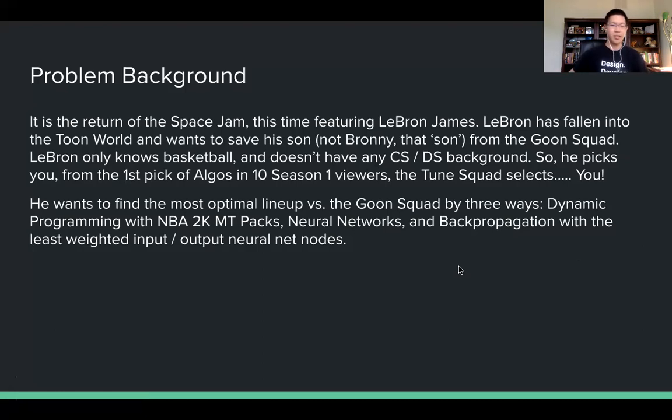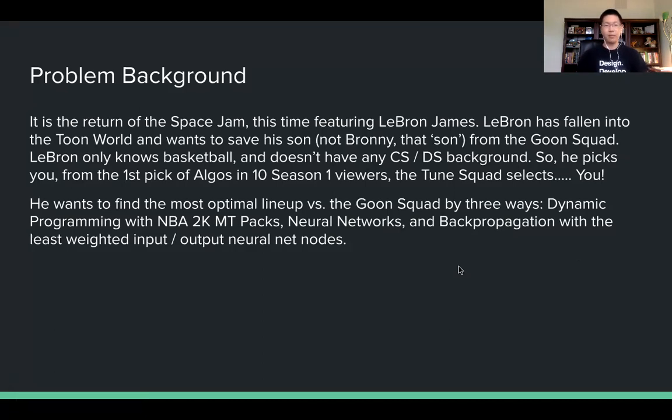LeBron only knows basketball and doesn't have any CS or DS background. So he picks you from the first pick of Algos and 10 season one viewers. The Toon Squad selects you. This is like my Adam Silver drafting voice. He wants to find the most optimal lineup versus the Goon Squad by three ways.